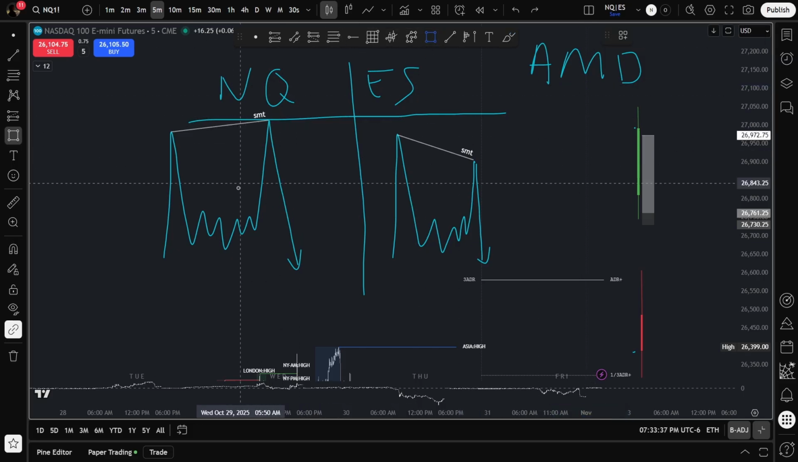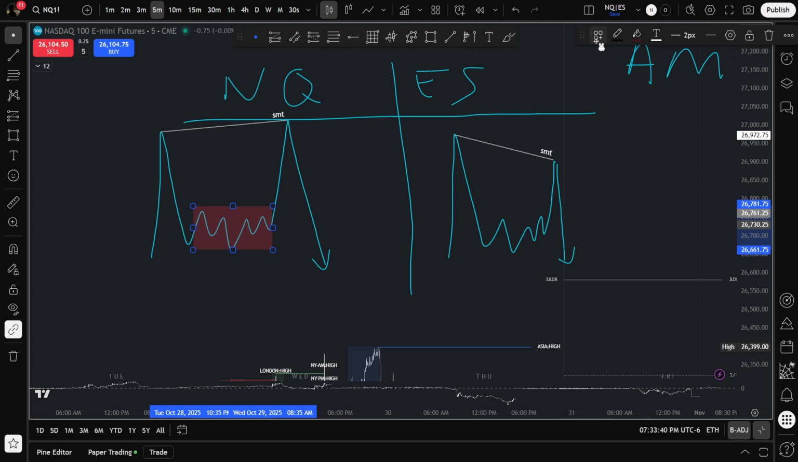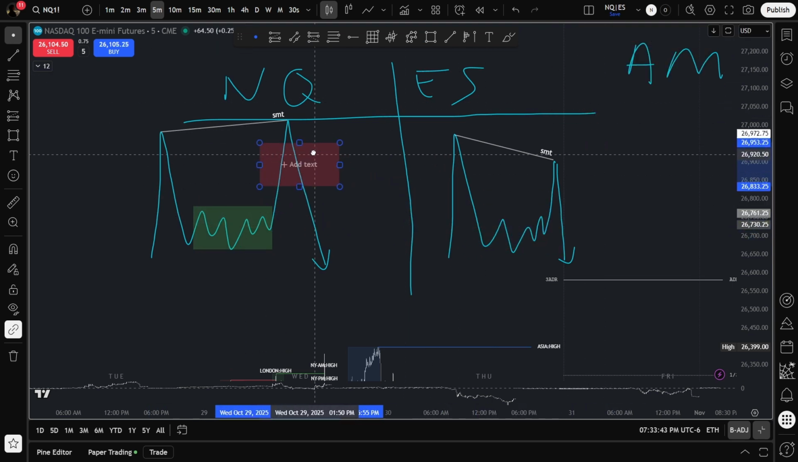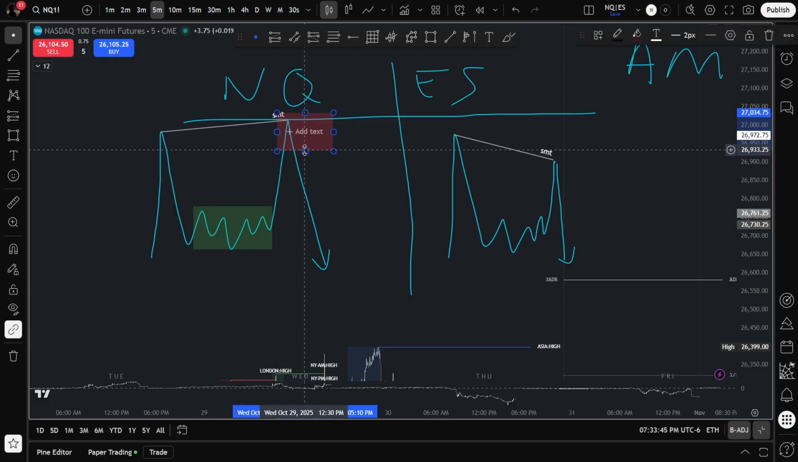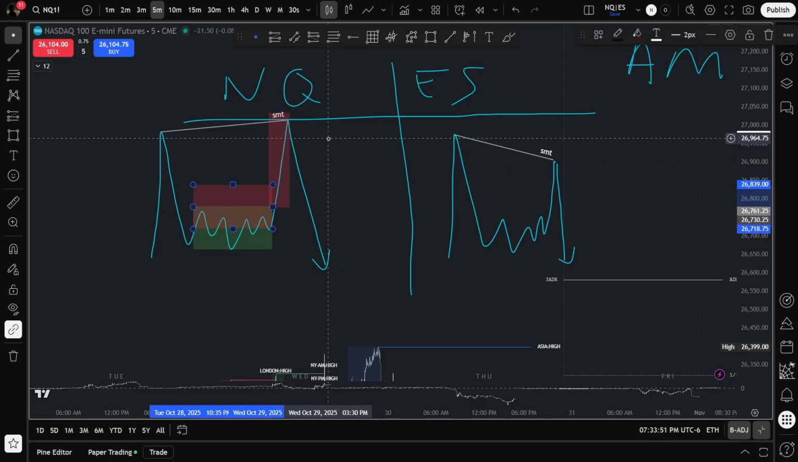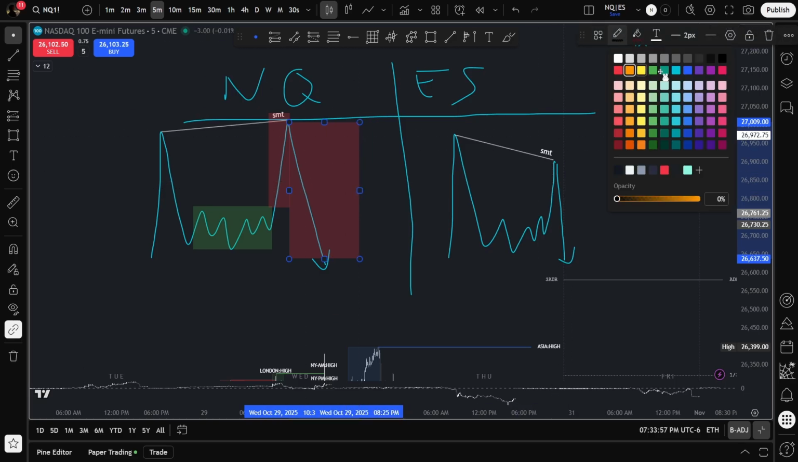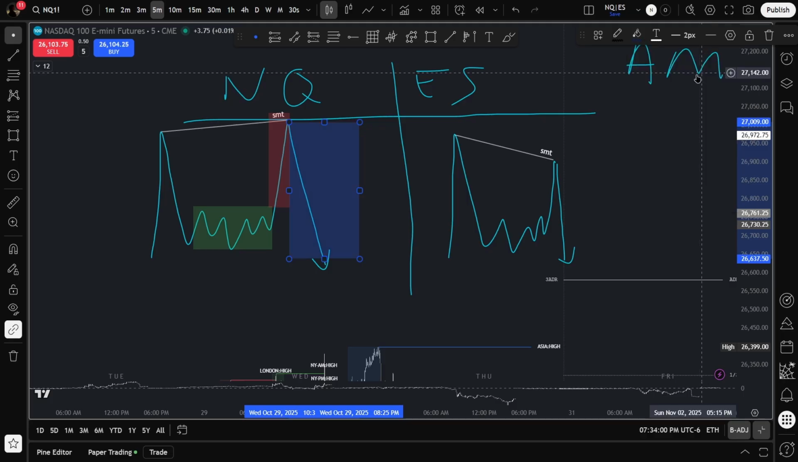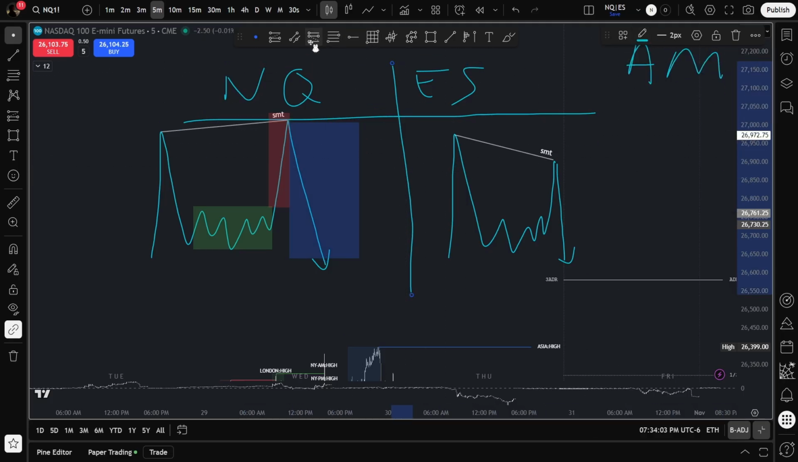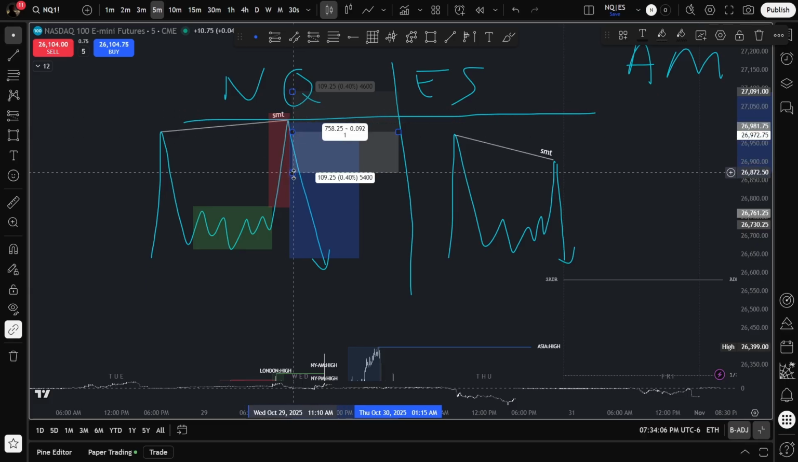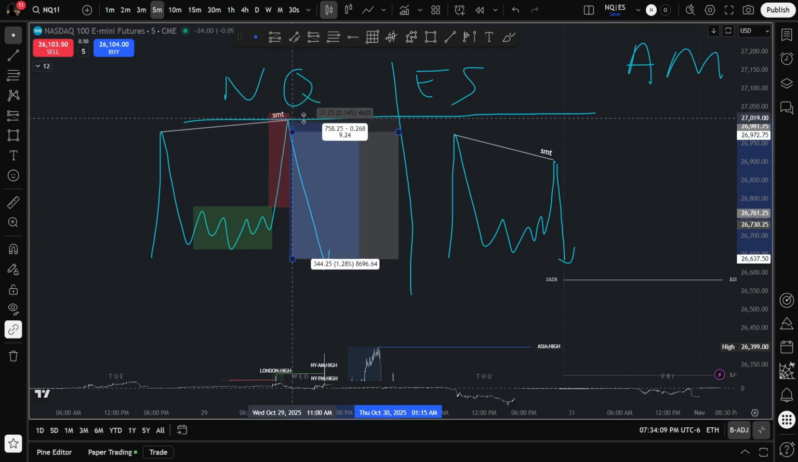So if this is the manipulation, then this is the accumulation, which is green. This is the manipulation, which is red. And this is the distribution, which is blue. So then what you would do is find your entry right there and put your stops at that high. This is AMD all over again, except you have an SMT to help you show you even more.